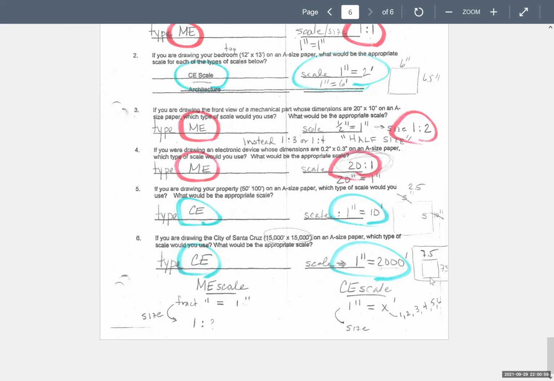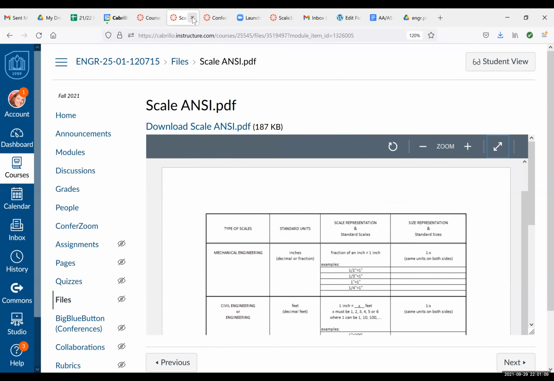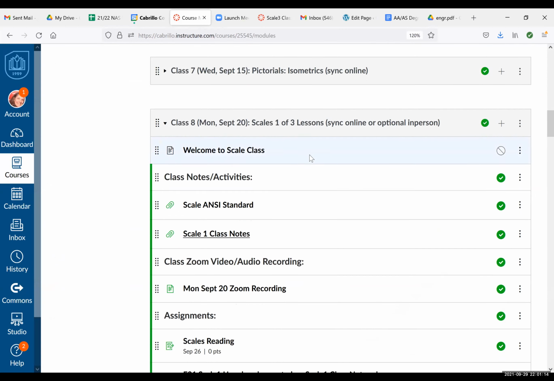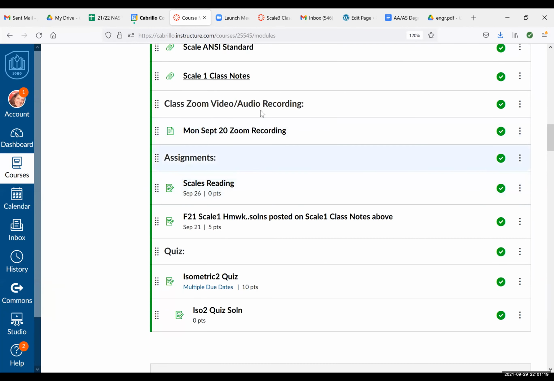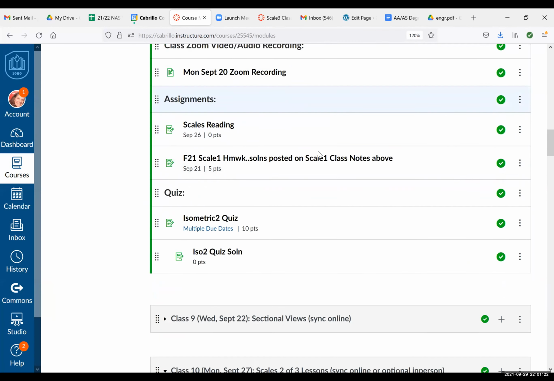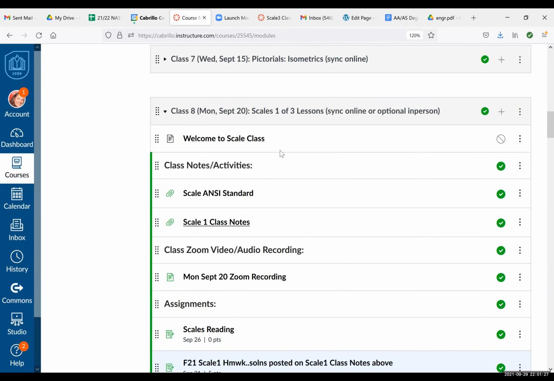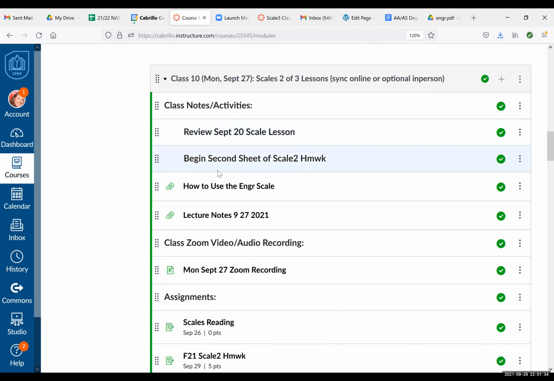Yeah. Okay, great. All right, let me stop sharing this sheet and come back here. So we just went over the class notes, and if you want further instruction on it, watch the Zoom recording. This homework was the sheets that we just went over. So that was our first class on scales, and then our second class was yesterday. Let's go back to that.